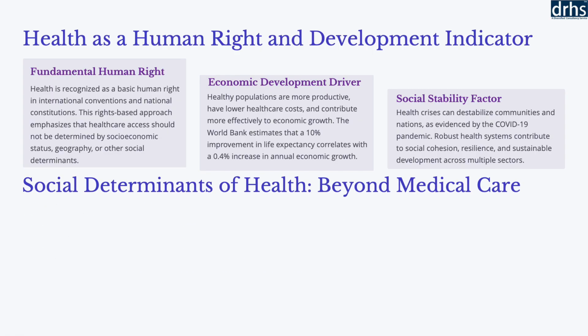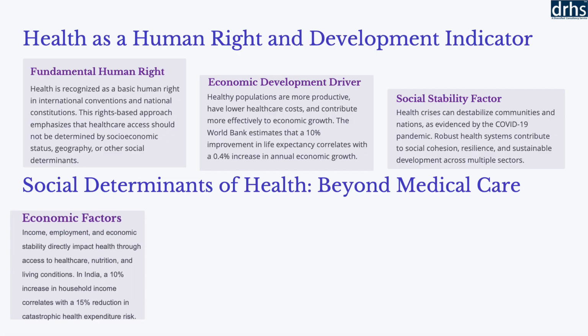These non-medical factors are primary predictors of health outcomes. Economic factors: income and employment stability dictate access to nutritious food, safe housing, and quality healthcare. In India, a 10% increase in household income is shown to reduce the risk of catastrophic health expenditure by 15%, directly linking economic security to health security.